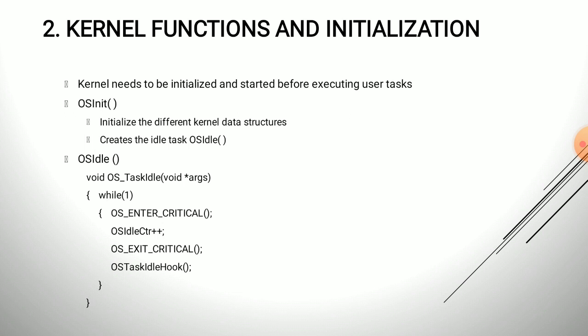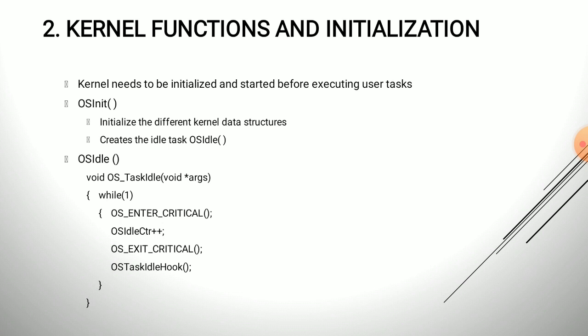And the second one is kernel functions and initialization. The micro C OS2 kernel needs to be initialized and started before executing the user task. So micro C OS2 provides OS kernel initialization and start routines for this purpose. The OS kernel initialization function OS init is executed first. So the first function executed for kernel initialization is OS init function, that is OS initialization function.